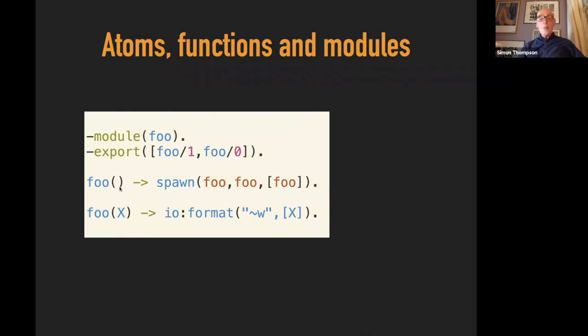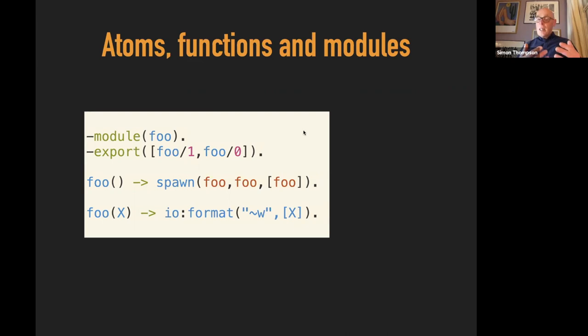And what the zero argument foo does is it spawns in the module foo, the function foo, which has one argument, and here we've given it the atom foo. If I rename this atom foo, do I have to rename the others? No, this atom denotes a module, this denotes a function, this denotes an atom. So if I rename the function foo1, this will be renamed, this will be renamed. If I rename the module, this will be renamed.